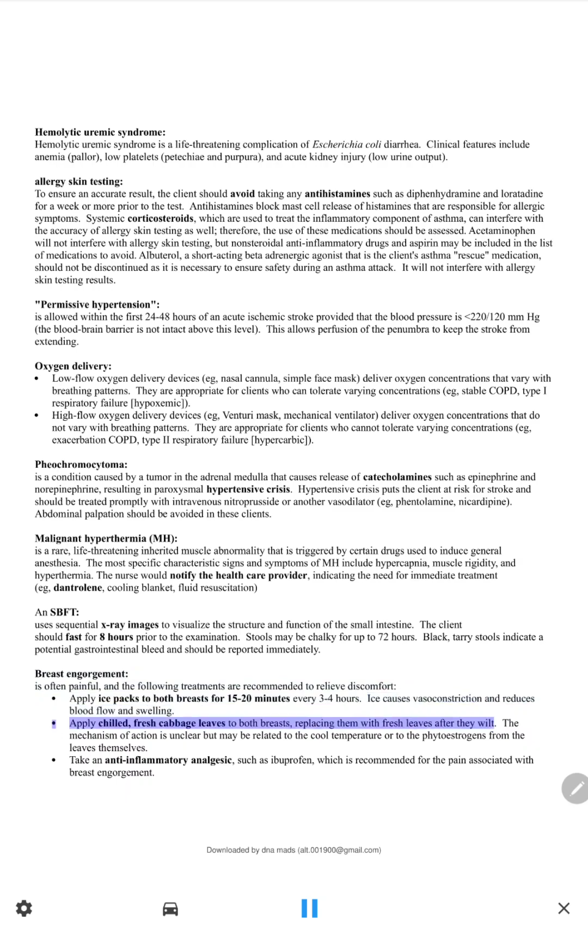Apply chilled, fresh cabbage leaves to both breasts, replacing them with fresh leaves after they wilt. The mechanism of action is unclear but may be related to the cool temperature or to the phytoestrogens from the leaves themselves. Take an anti-inflammatory analgesic, such as ibuprofen, which is recommended for the pain associated with breast engorgement.